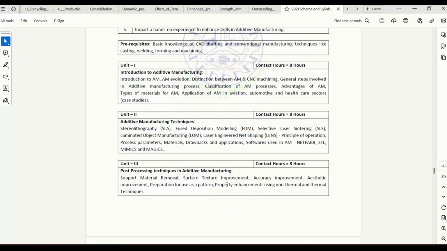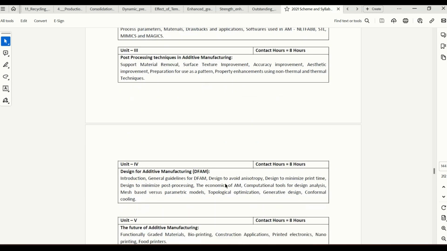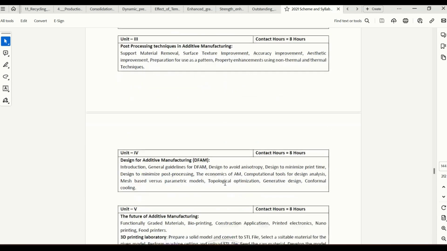Then we'll go ahead with the next topic, which is related to post-processing techniques in additive manufacturing. We see that a 3D printed part has many limitations with respect to surface finish and dimensional accuracy. So in this chapter, we'll discuss how we can improve upon these aspects of a 3D printed part. Coming to unit number four, we'll be discussing design for additive manufacturing, wherein we'll discuss how to design the object in a very nice manner so that we can print it and get the desired output.